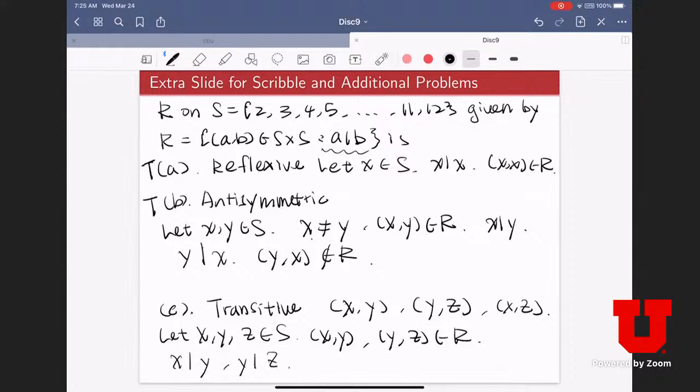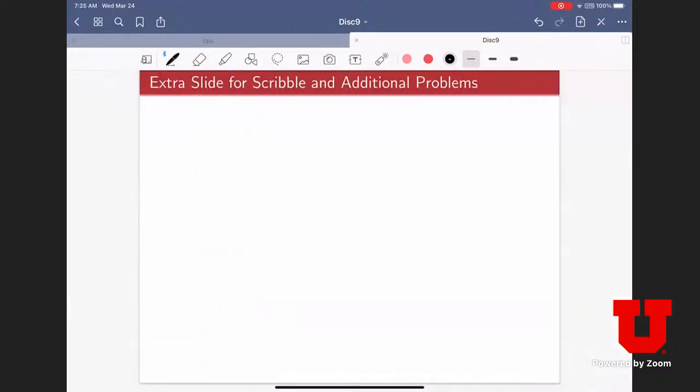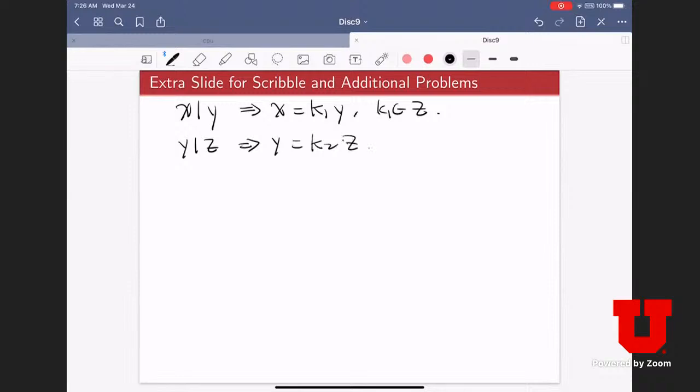And by the definition of the Division Theorem, we know that x is also divisible by z. If we write this out in more detail, we can say that x divided by y, that means x equal to say some k1 times y, where k is an integer. And y is equal to some k2 times z.